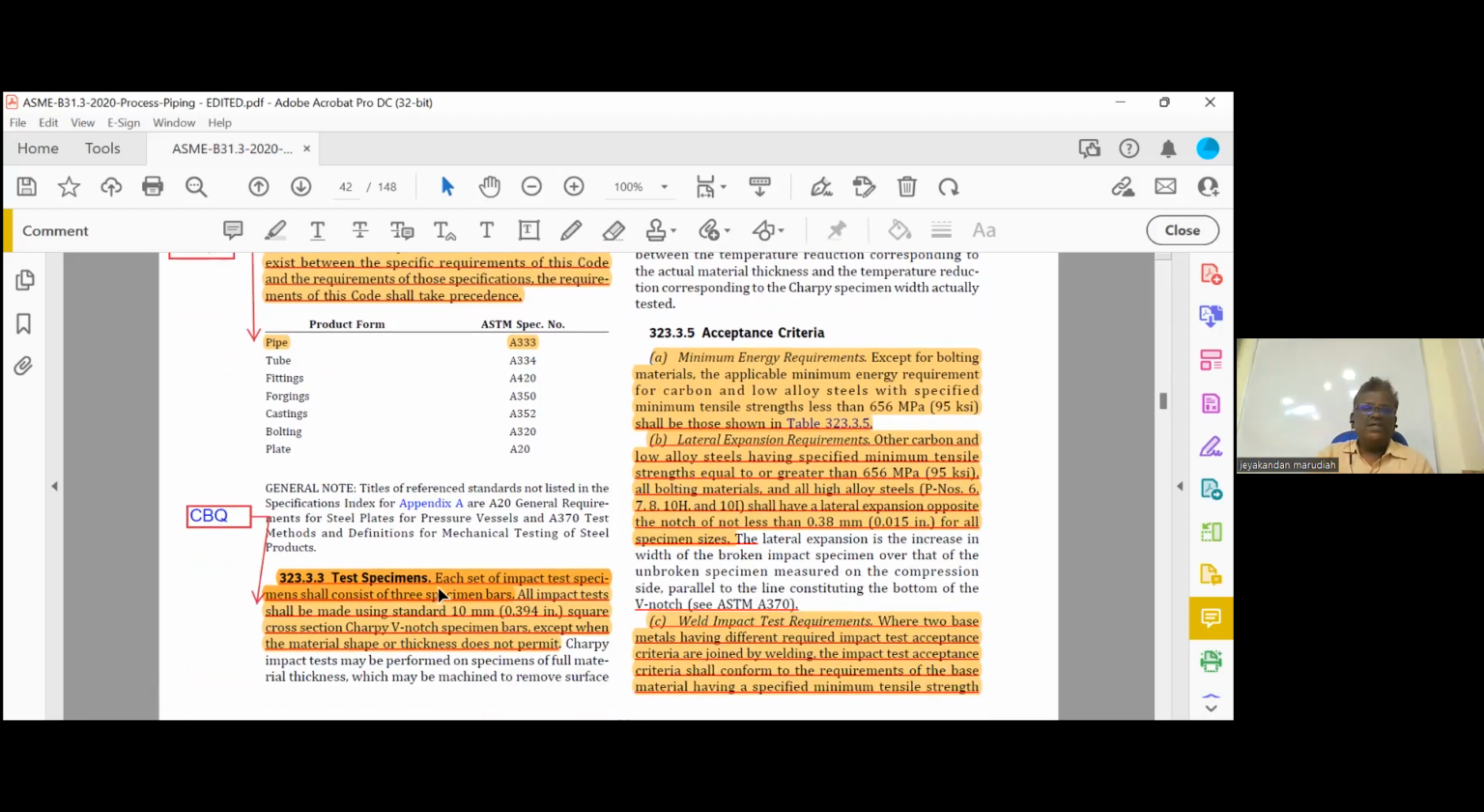Then test specimen, closed book question. Each set of impact specimens shall consist of 3 specimens. Very simple, and many exams this question was asked. Impact test, how many specimens? 3 specimens.